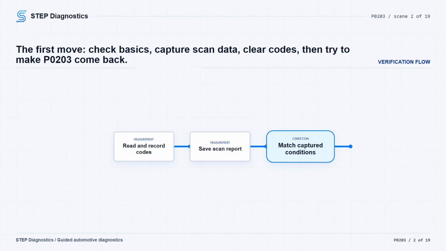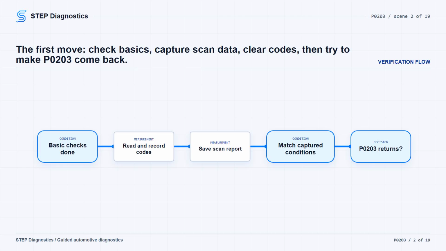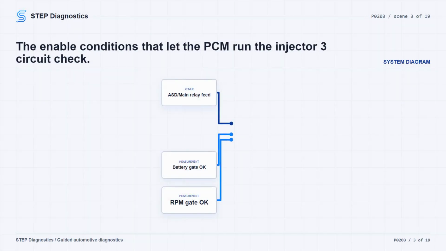Then read and record all codes and the captured operating data. Save a vehicle scan report if you may need it later. Look at the captured conditions, the monitor gates, and the setting logic. Then erase the codes and operate the vehicle or system in those same conditions to see if P0203 comes back or the condition is present. For this code, reproduce the operating conditions so the monitor has a fair chance to run.